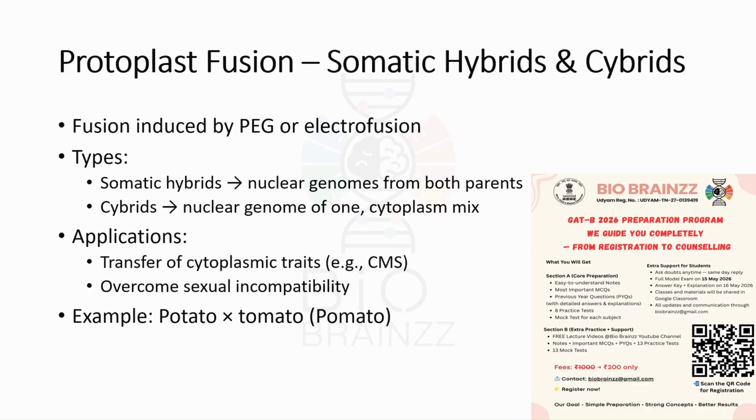A well-known example is the potato cross tomato hybrid, Pomato. Protoplast fusion thus expands the genetic variability available for plant improvement.